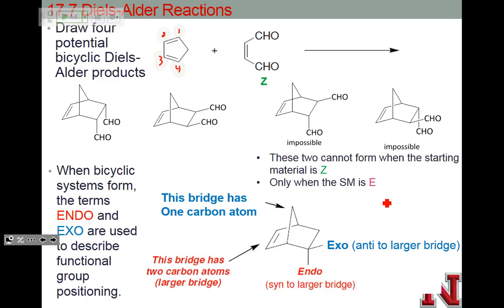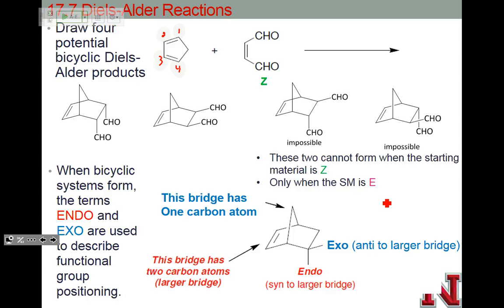So it's based on the bigger bridge. This has 2 carbons, this has 1. So this is our larger bridge. So the endo product is syn to the larger bridge. So that would be this guy. The exo product is anti to the larger bridge, or on the same side as the smaller bridge. So that would be this example.